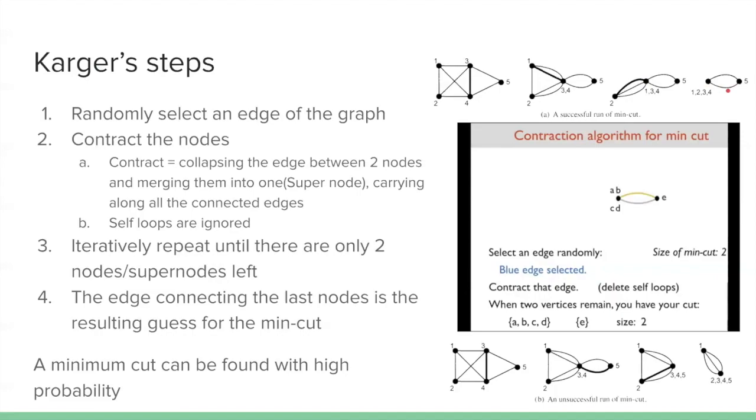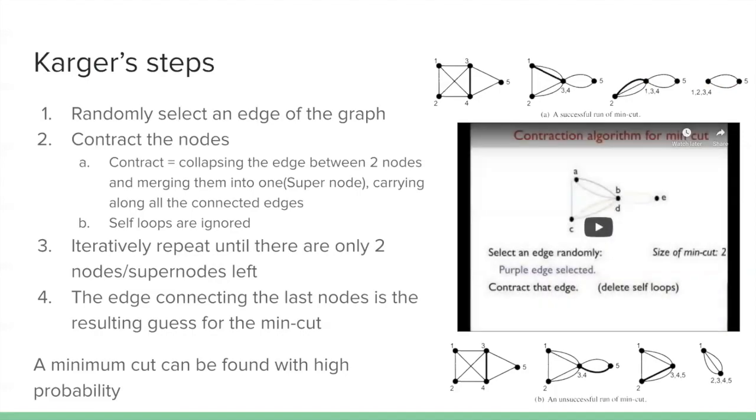So as mentioned before, we cannot guarantee the solution. This algorithm states that a minimum cut can be found with a high probability. So if you look at this second example below, down here, if we went in a different order, we could have ended up with 3 edges as the last result.